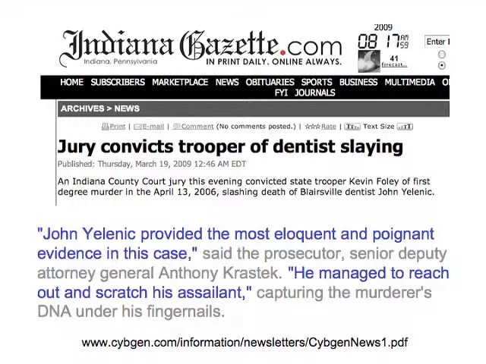And there was a nice quote by Senior Deputy Attorney General Anthony Krastick, who said, John Jelinek provided the most eloquent and poignant evidence in this case. He managed to reach out and scratch his assailant, capturing the DNA under his fingernails.